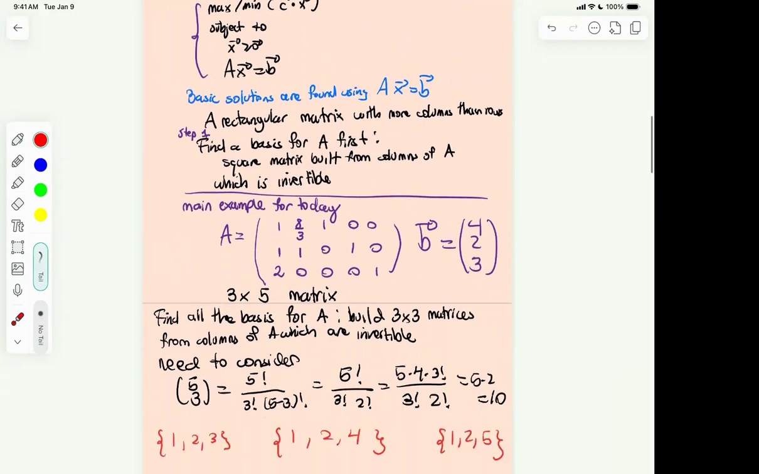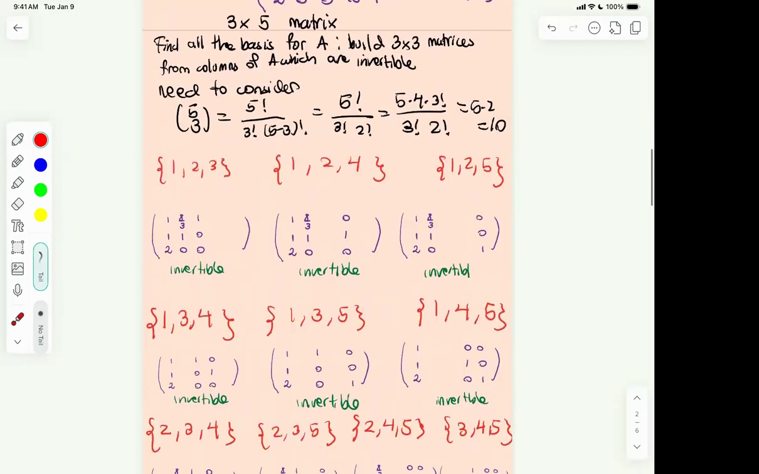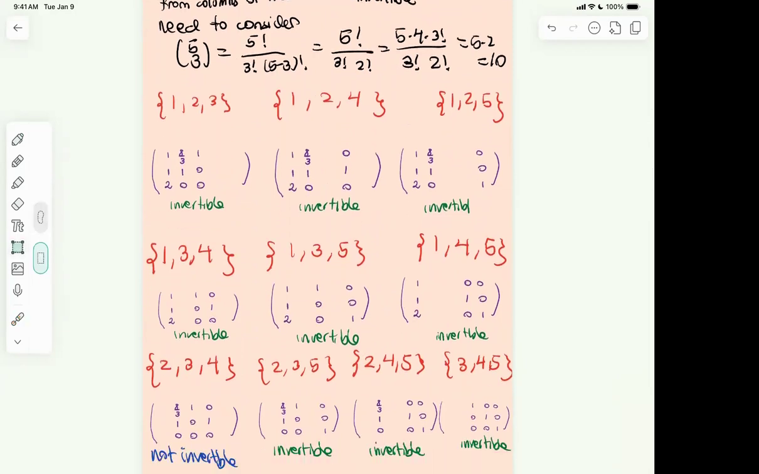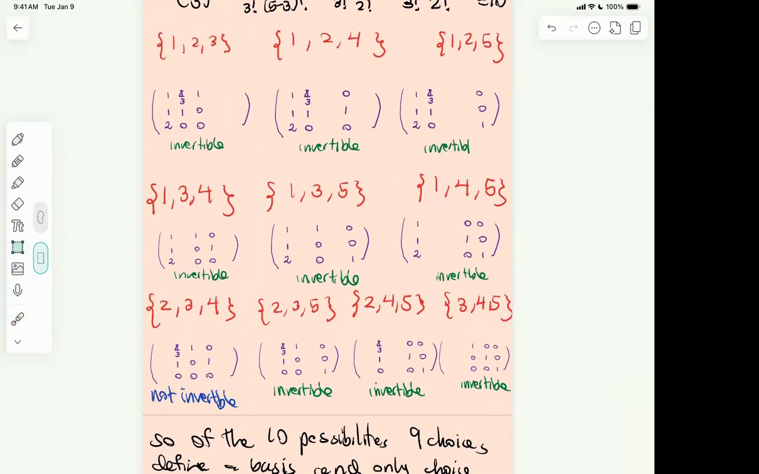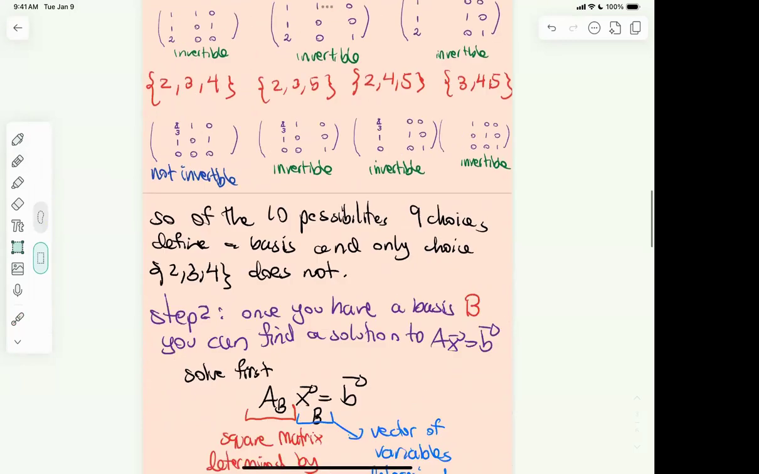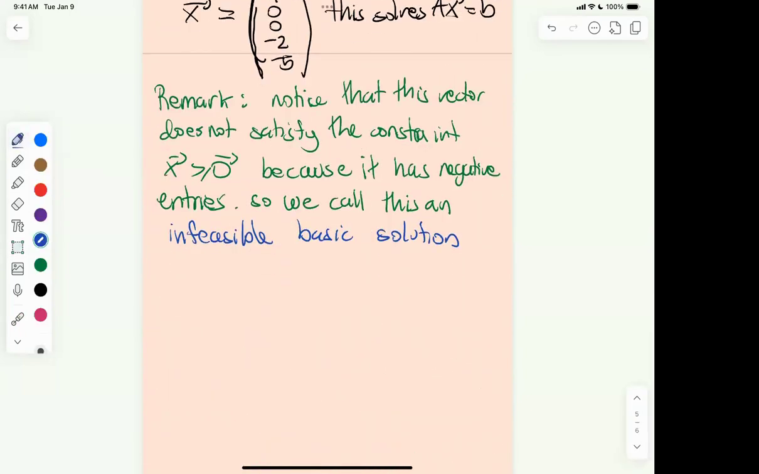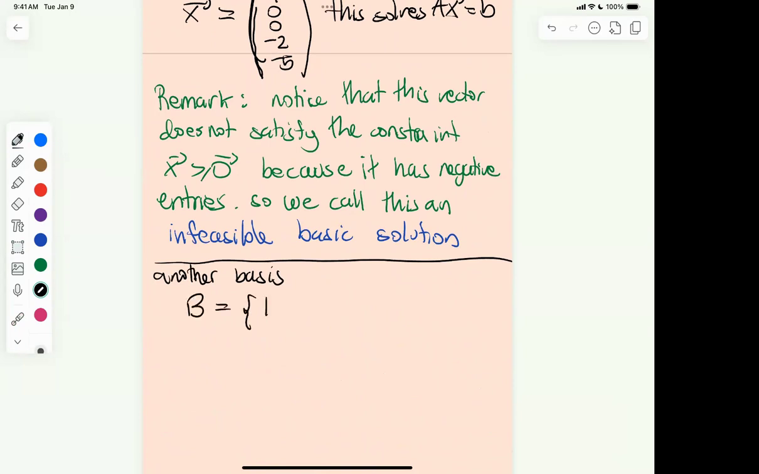So just to continue, I'll do one of these where you do find a basic feasible solution, and then I'll give you the list of all the ones that work, because something fun happens here. Okay. So let's do 1, 3, 4. Another basis: 1, 3, and 4.